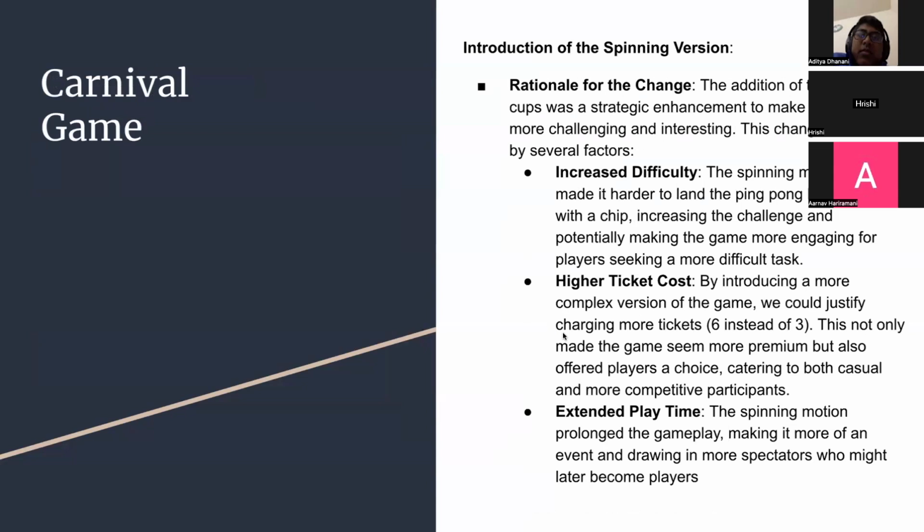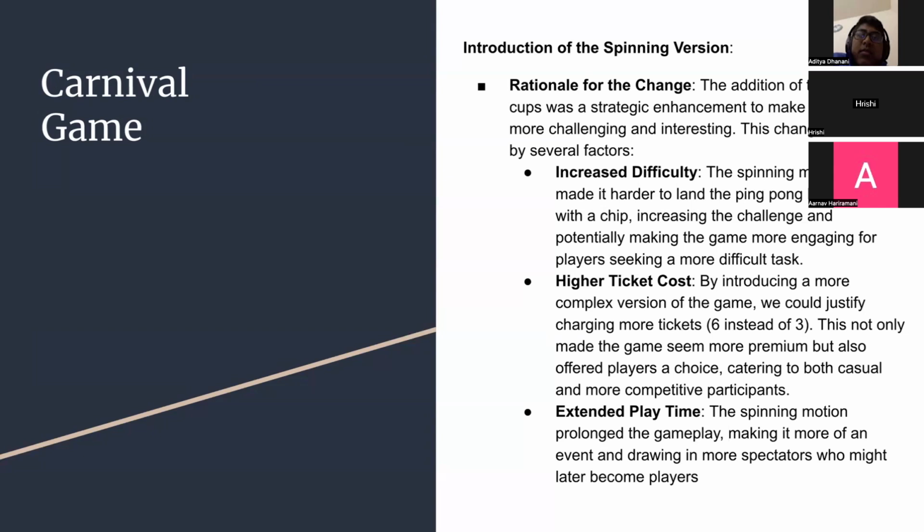So for our carnival game, we also introduced a spinning version, and the rationale for this change was that the addition of the spinning cups was a strategic enhancement to make the game more challenging and interesting. This change was driven by several factors. Firstly, it was increased difficulty. The spinning mechanism made it harder to land the ping pong ball in the cup, increasing the challenge and potentially making the game more engaging for players seeking a more difficult task.